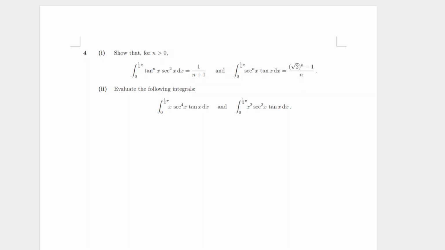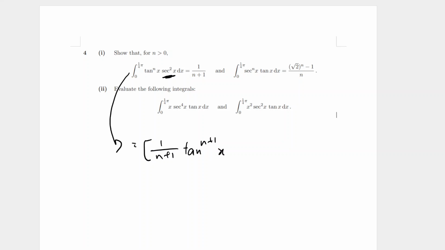Okay, 2013, STEP 1, question 4, calculus question again. Show that for n greater than 0, the integral from 0 to a quarter pi of tan^n x sec^2 x dx is 1 over n plus 1. That's just a classic A-level integral, isn't it? Because the derivative is present. If you differentiate tan, you get sec squared. So I could integrate immediately: it equals 1 over n plus 1 times tan^(n+1) x.